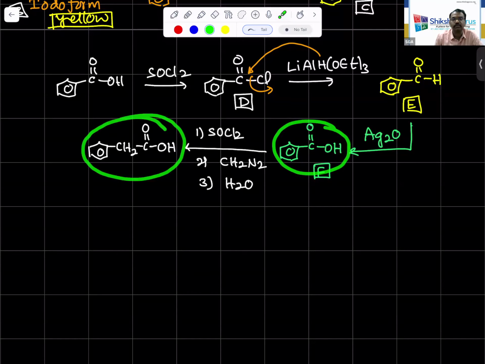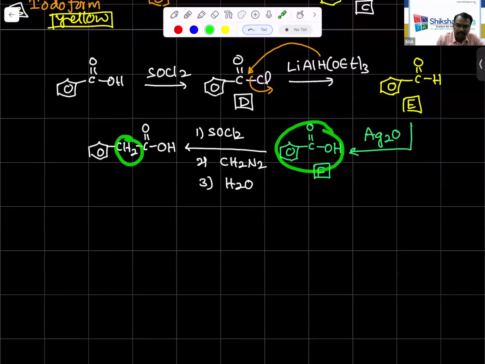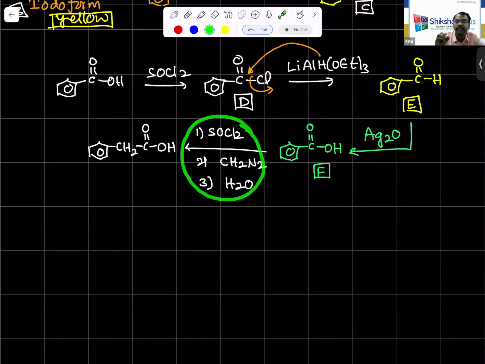Now observe the difference here. Between this benzene and carboxylic acid, one CH2 group is inserted. Therefore, we can say it is a CH2 insertion reaction also. It is the Arndt-Eistert synthesis. It is used to convert a carboxylic acid to the next higher homologous carboxylic acid. If we have a carboxylic acid and I want to add one CH2, to increase one CH2 group, then we can use the Arndt-Eistert synthesis. Very, very important and famous reaction. It is compound G.